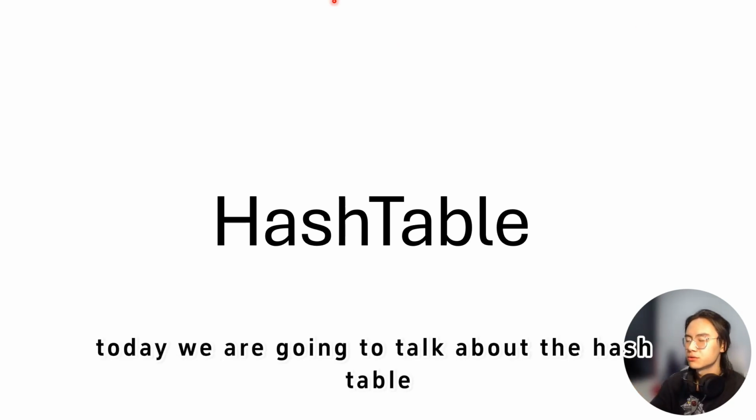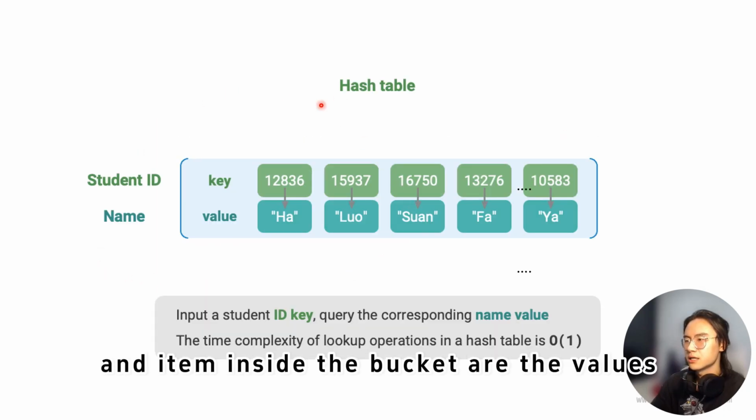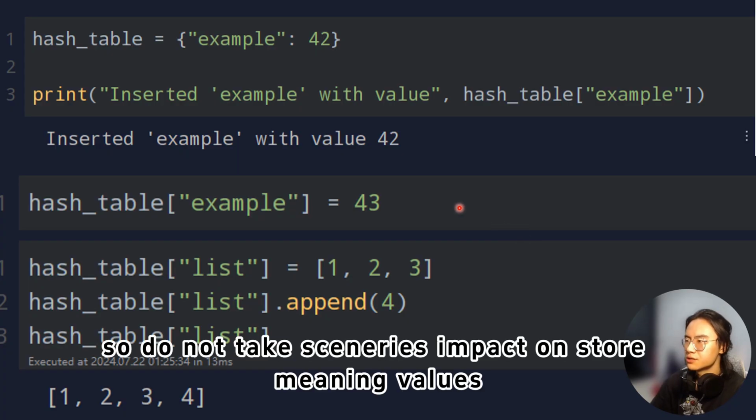Today we are going to talk about the hash table. This is an important data structure. You can think of it as a series of buckets, where each bucket is a key and the items inside the bucket are the values. They correspond one to one. So do not dictionaries in Python store many values.